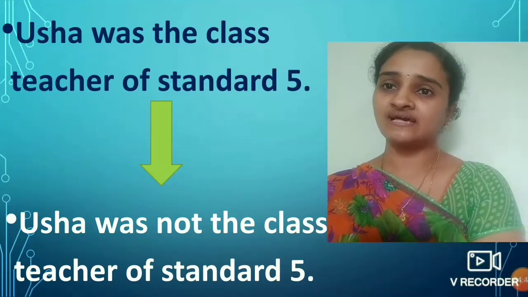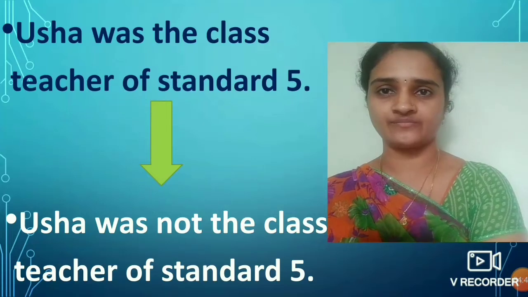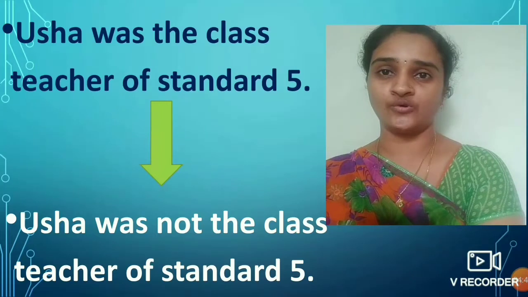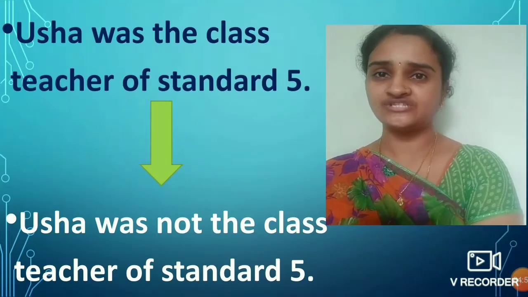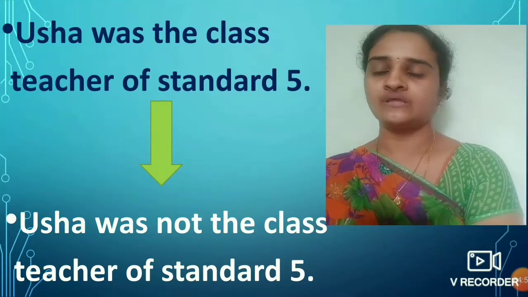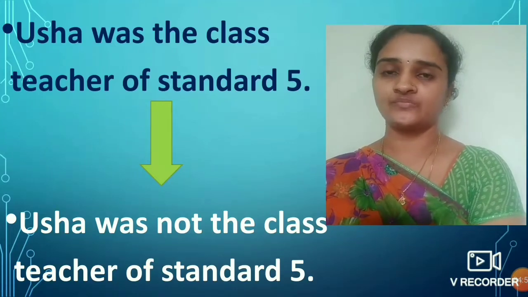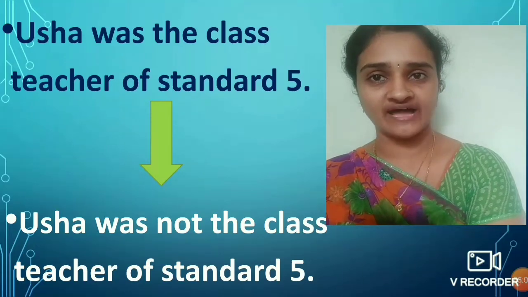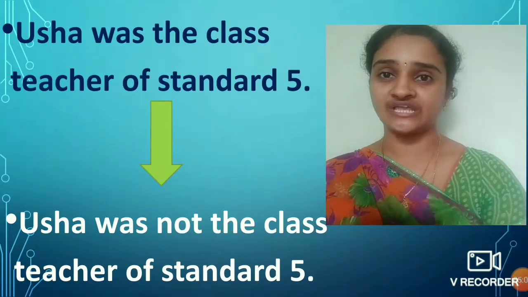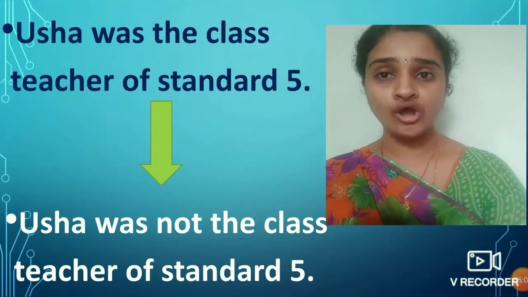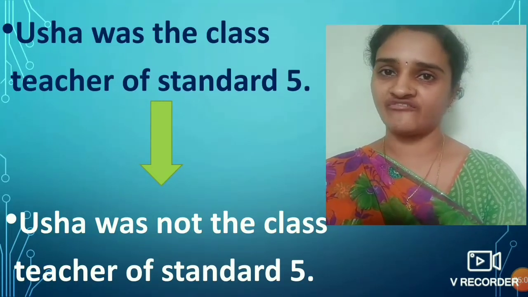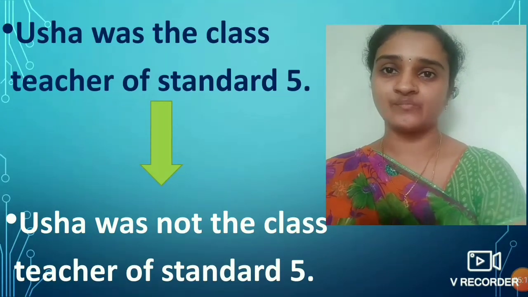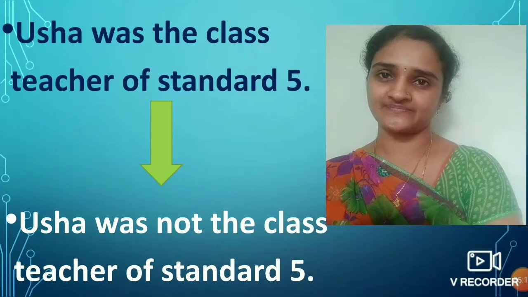Children, here is another example. Usha was the class teacher of Standard 5. Children, as I told you, do you agree with the sentence? No. Then the sentence changes, isn't it? Now, look at the sentence which is below. Usha was not the class teacher of Standard 5. So the sentence has changed to Usha was not the class teacher of Standard 5. And this sentence is a negative sentence because it has not in it.